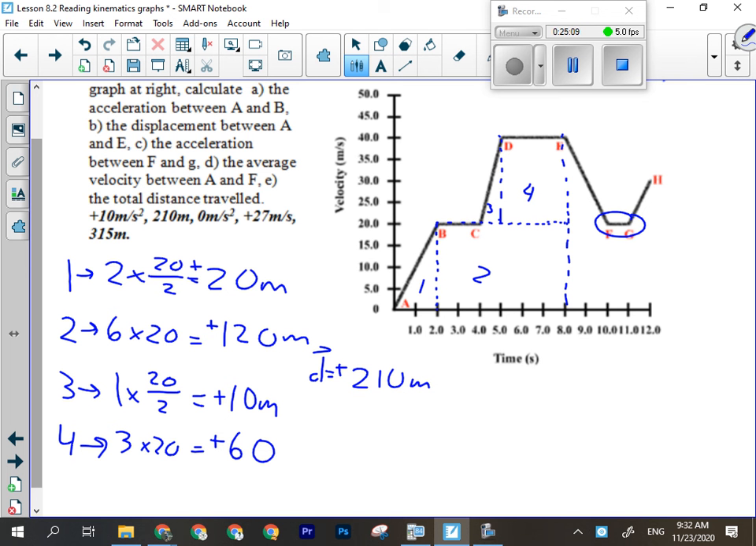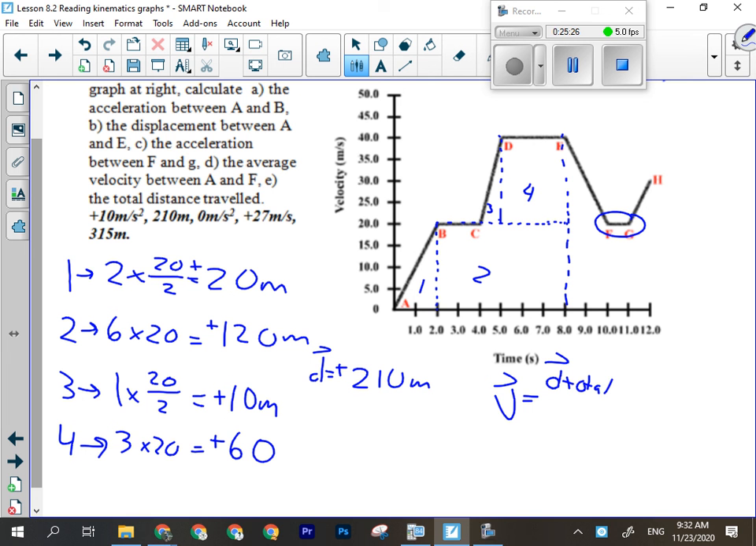Simply recognition. I'll give you a few more minutes to figure out D and E. Remember, how do we calculate average velocity, just for this one?